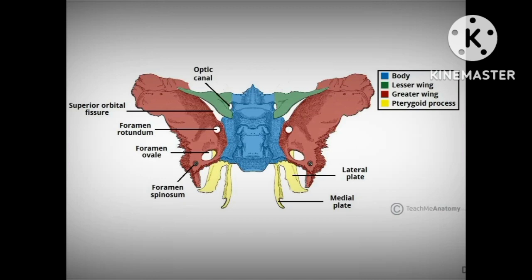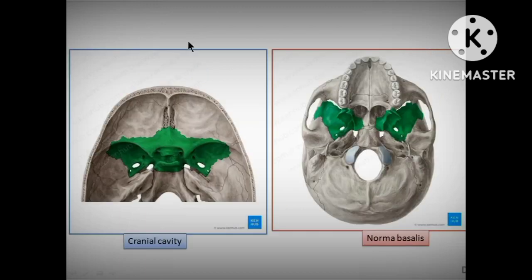My name is Vimal Gupta and today I am going to brief about the sphenoid bone. Many people are confused where the sphenoid is located, how it is seen in the skull, where it is present. Before I discuss the details, I would like to tell you that this is the view from the cranial cavity. This green one is the sphenoid bone when seen from the cranial cavity, and this is the part of the sphenoid bone seen from the norma basalis. From the cranial cavity it looks like this, and from the norma basalis it looks like this.